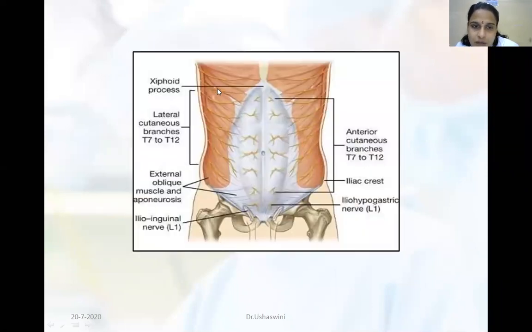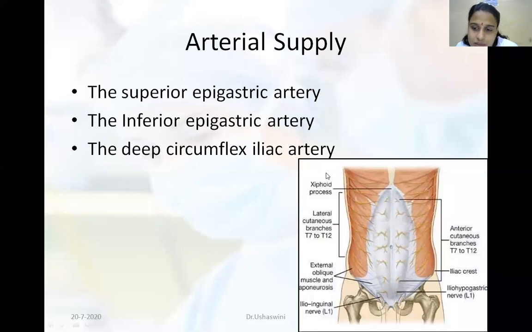See here, you have the lateral cutaneous branches from T7 to T12 supplying the muscles on the flank, on the lateral side of the anterior abdominal wall, and the anterior cutaneous branches supply the rectus abdominis muscle. The ilioinguinal nerve and the iliohypogastric nerves also supply the muscles. Sorry for this wrong depiction of the picture here.